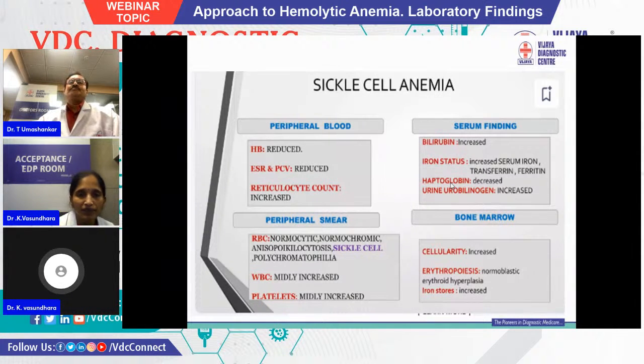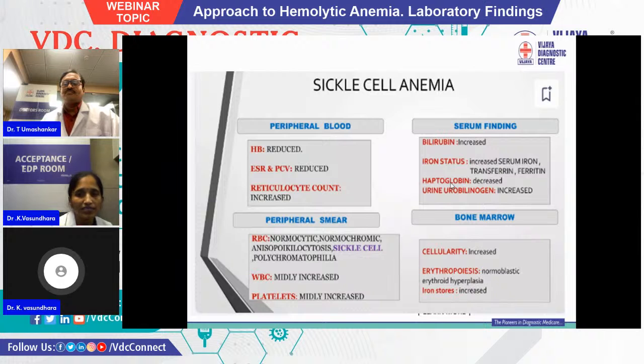So here on the peripheral smear, you'll see a normocytic normochromic anemia. You'll have an increased reticulocyte count, and you'll see sickle cells, which are the characteristic feature in sickle cell anemia. We'll have anisopoikilocytosis, and we'll see polychromatophils.